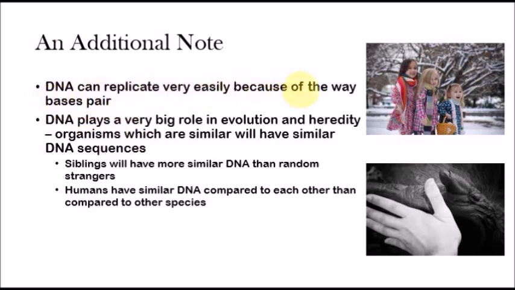DNA can replicate very easily because of the way bases pair. This whole process is called DNA replication, and it is something that we're going to be discussing way down the road in molecular genetics. But just as a brief introduction, why would DNA have to replicate? DNA is found within your body, or within any organism for that matter. Every single cell within that organism is going to have the same DNA.